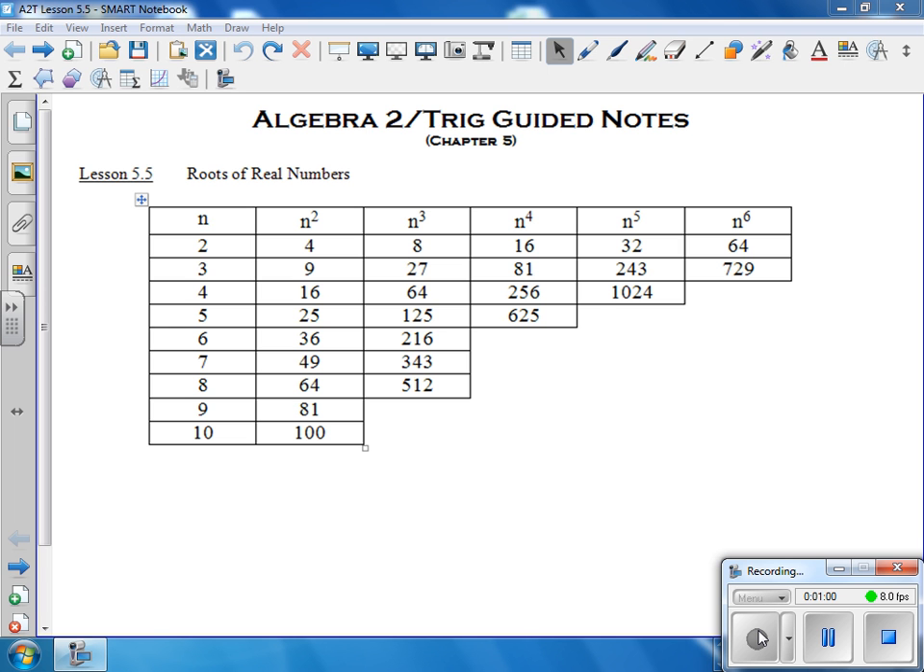If you look down the n squared column, you've got 4, 9, 16, 25, 36, 49, 64, 81, and 100. Those are the perfect squares up to 100. In other words, they have whole number square roots. Perfect cubes, we've got 8, 27, 64, and so on, all the way up to 512, which is 8 cubed. This is just a helpful table to help you simplify roots, which we'll be doing in the next few lessons.